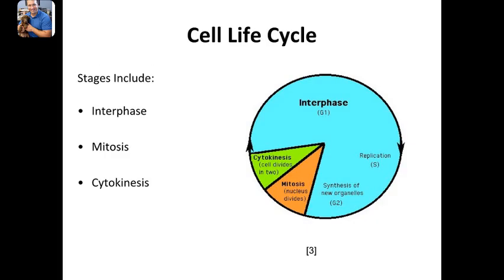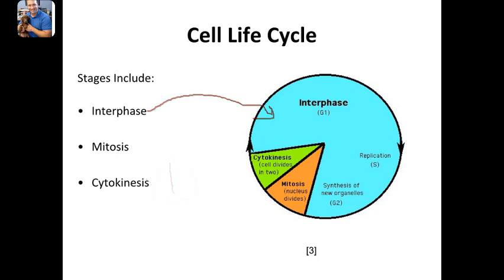Just a quick overview. This is the life cycle of the cell. This little pie chart. So the stages include interphase, mitosis, and cytokinesis. Cytokinesis literally means the splitting of the cell. So that's kind of a separate entity. But if we look at the pie chart now, interphase pretty much is all the growth that happens before a cell decides that it's going to divide.